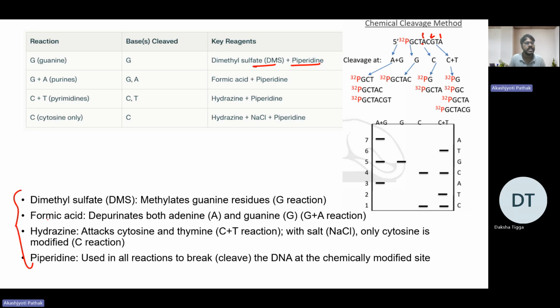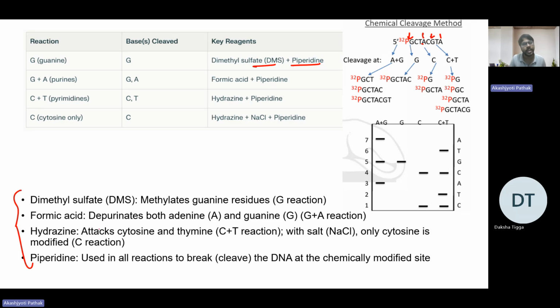So you remember these reagents. Dimethyl sulfate will methylate guanine. So this is the G reaction. It methylates the guanine and it will cleave at the G, so it will remove the G. Okay. So till GCTA C. And after this, the remaining nucleotides will be cleaved.